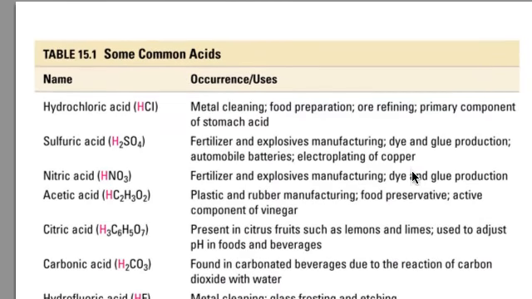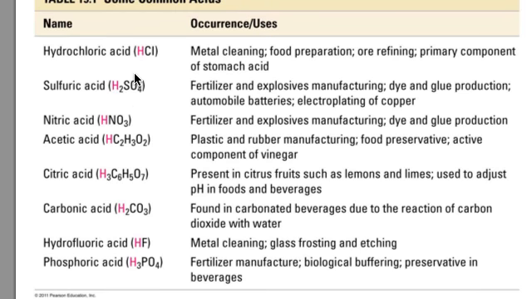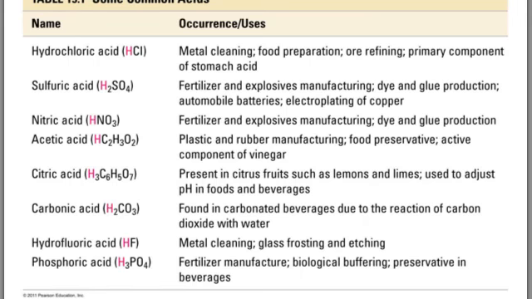Just another list of common acids. Sulfuric acid's way cheap and inexpensive. Same for hydrochloric acid. Sulfuric acid, I think, is the most common chemical, the most often used chemical in industry and production these days.